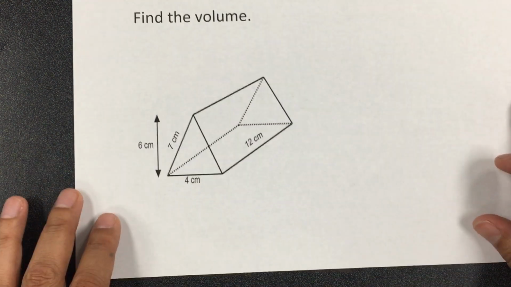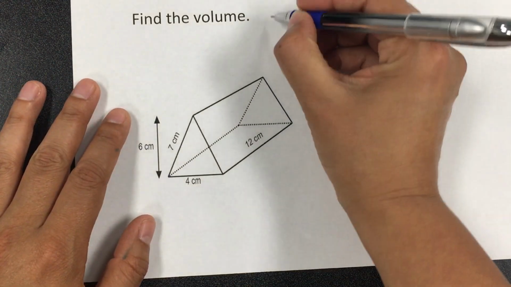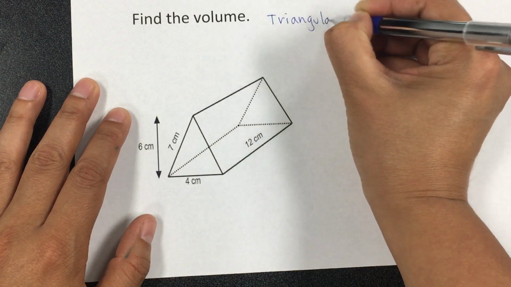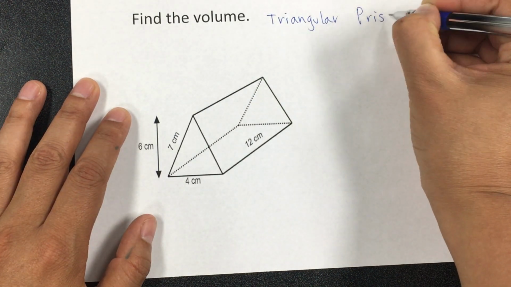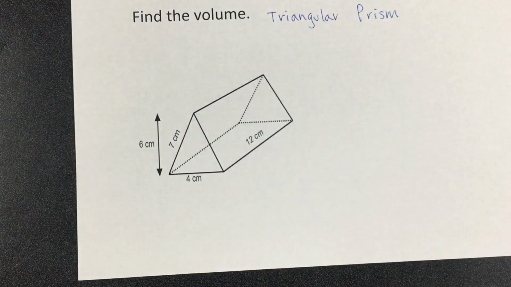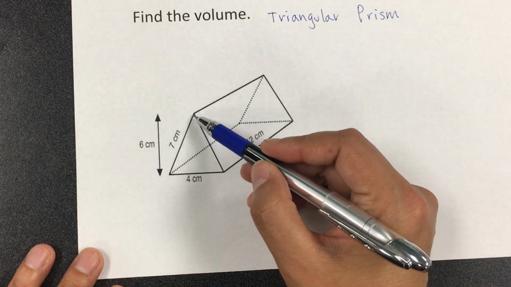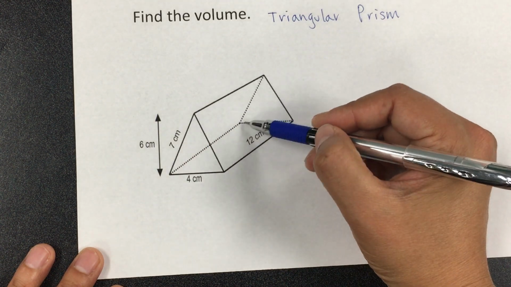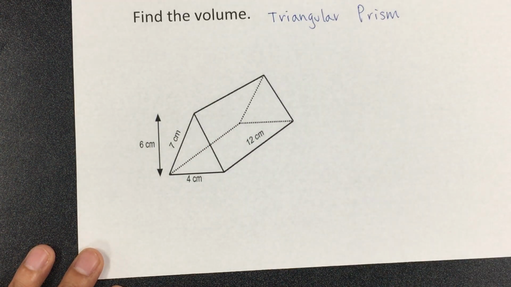So, in here we have a triangular prism. Now, in here, we can see which one is the base. Is it laying down? Is it tilted on the side? So let me show you. In here, we have a triangle. In here, we have another triangle.